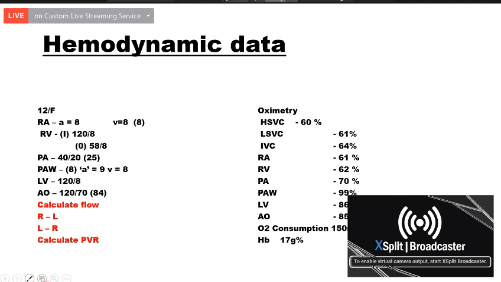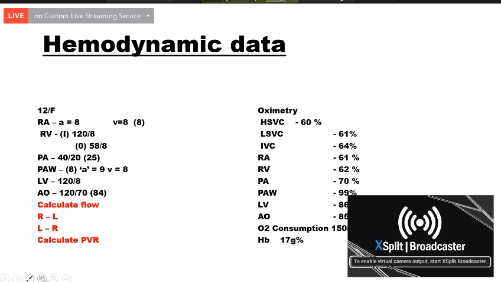Pulmonary artery wedge saturation 99%, normal, and LV saturation is 86%. There is a significant step down of 13%. Very good. And aorta saturation 85, decreased. So RV to PA step up, and PA wedge, that is LA, to LV step down.